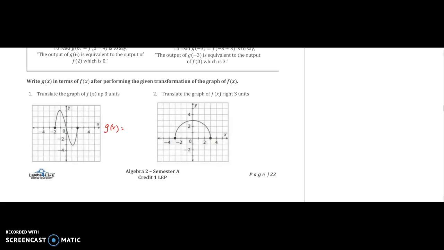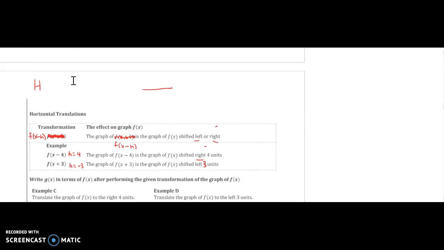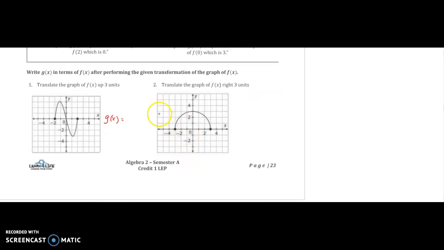Let's go back up to the last page. You don't have to move it, but I'm going to show you the page where we looked at those notes. Well, it was just the page before it, but here it says up or down, a vertical translation, up or down. We just add or subtract some number on the outside. It's the k. All right, so f of x shifted up 3 units. G of x is going to be f of x shifted up 3 units, so f of x plus 3.